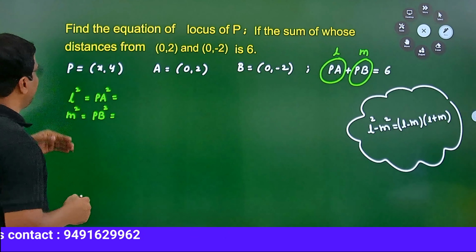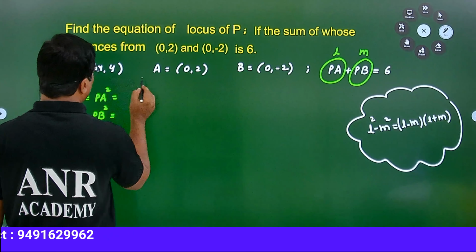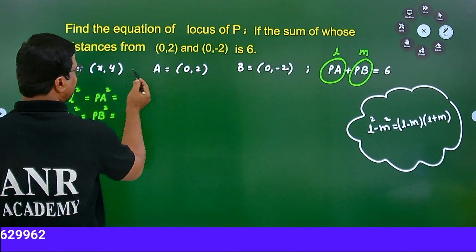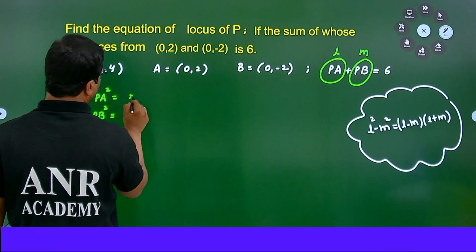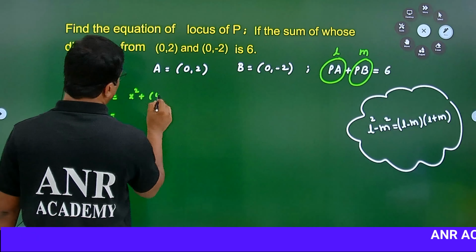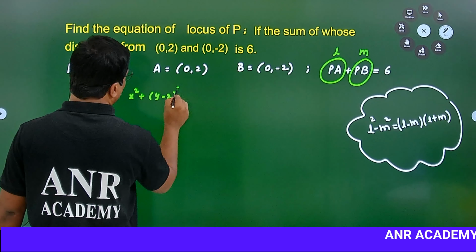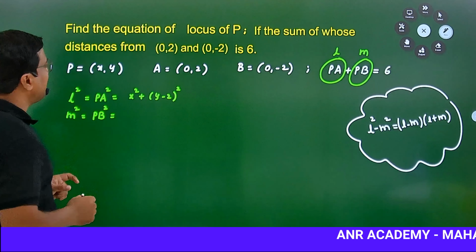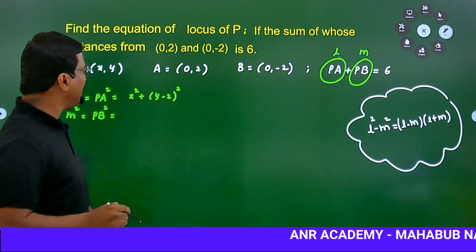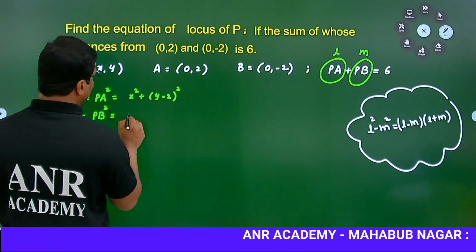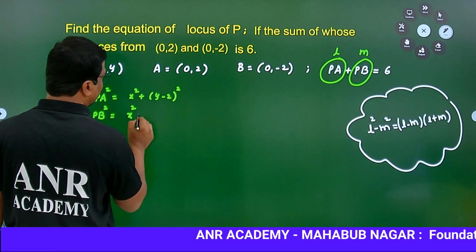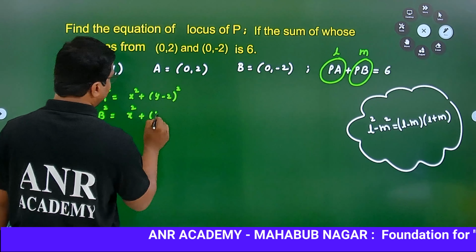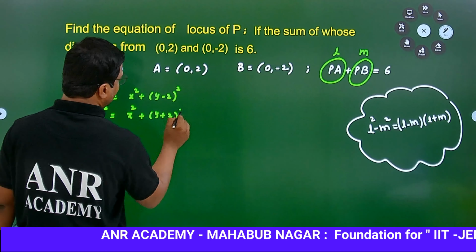I am going to write PA square with the help of the distance formula. X minus 0 whole square plus Y minus 2 whole square, nothing but X square plus Y minus 2 whole square. Next PB square. Using P and B, with the help of the distance formula, what do we get? PB square is X square plus Y plus 2 whole square.